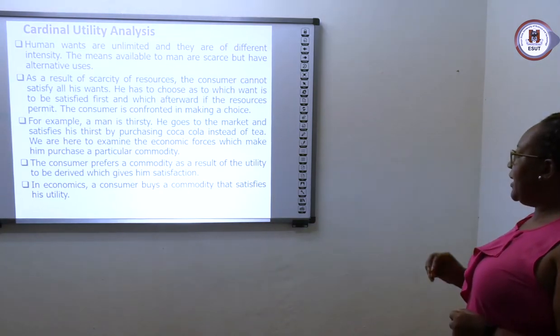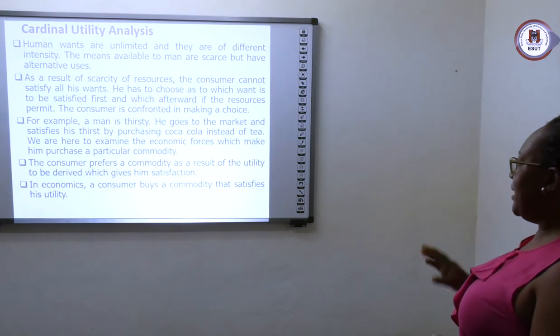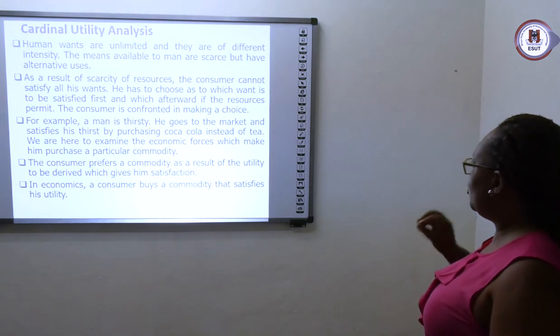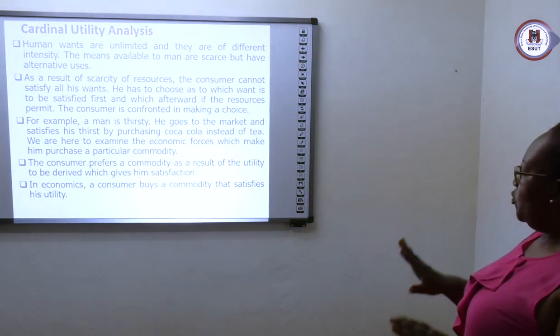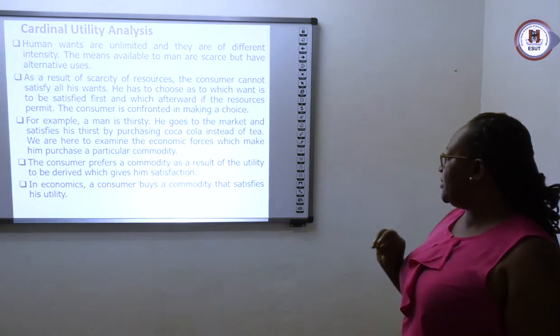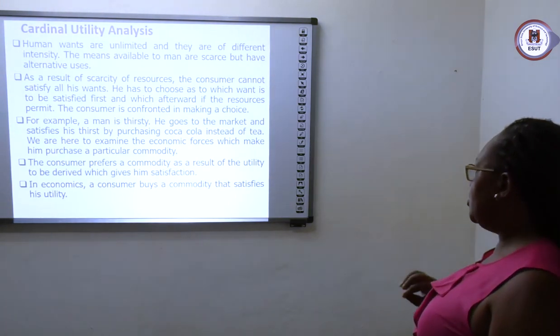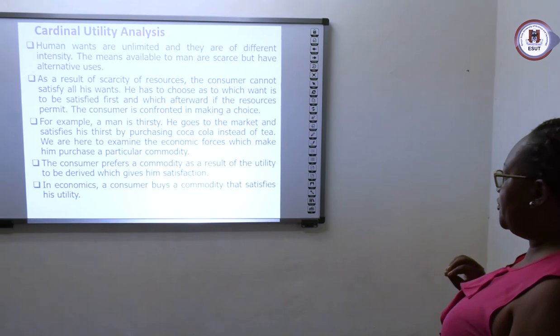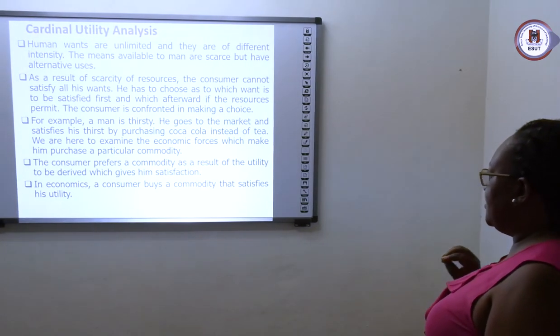For example, a man is thirsty. He goes to the market to satisfy his thirst by purchasing Coca-Cola instead of tea. Whatever he wants to do at a particular time, that choice is very, very important for him to make himself satisfied. The consumer prefers a commodity as a result of the utility to be derived, which gives him satisfaction.